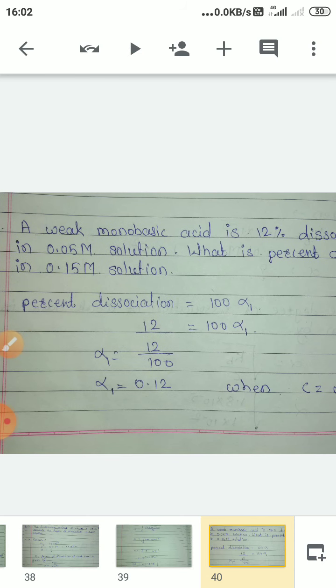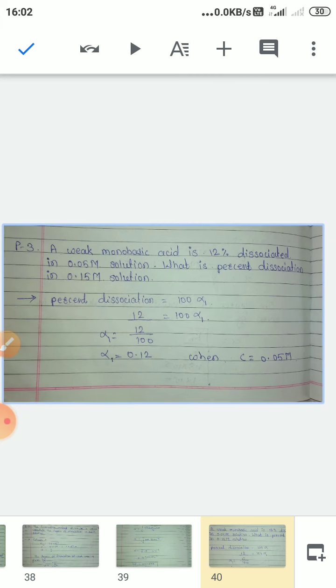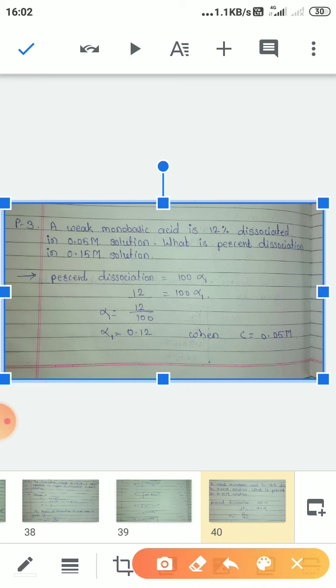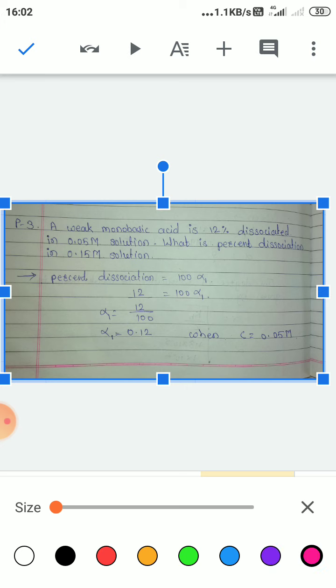Okay, see one more new example which is of different type. See what numerical we have given here. A weak monobasic acid is 12% dissociated. We have given percent dissociation, which is 12%, and the concentration of the solution is 0.05 molar, and the question is asked for what is the percent dissociation in 0.15 molar solution. That means we have to compare the solutions with concentration and their degree of dissociation.